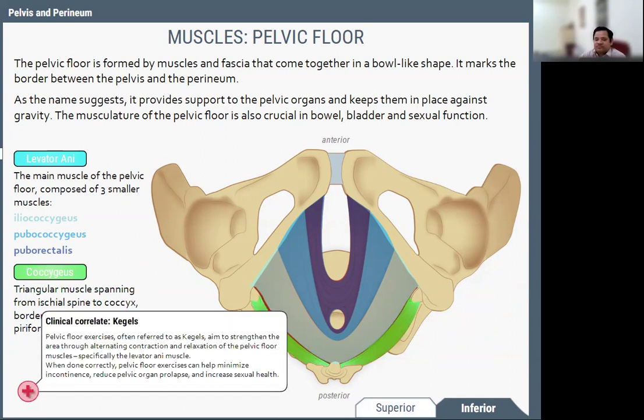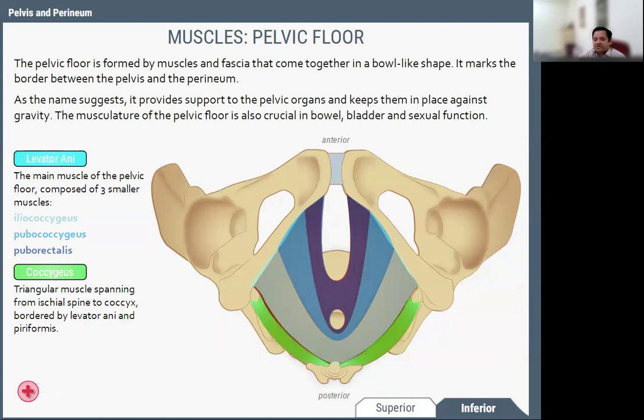There is a function called Kegel exercises, or pelvic floor exercises, often referred to as Kegels, which aim to strengthen the area through alternating contraction and relaxation of the pelvic floor muscles, especially the levator ani. When done properly, then what happens? Pelvic floor exercise can minimize incontinence, reduce pelvic organ prolapse, and increase sexual health.